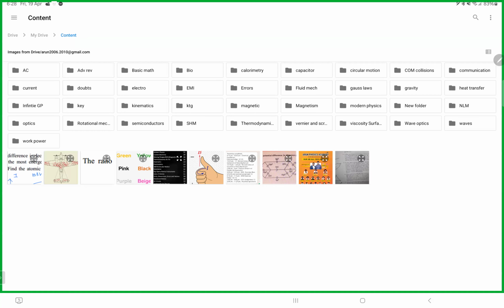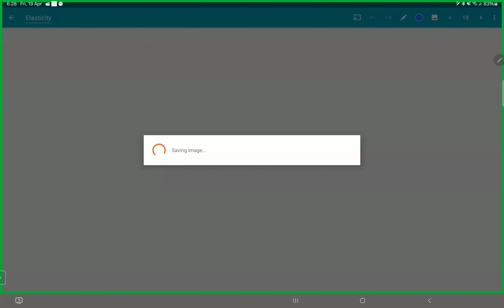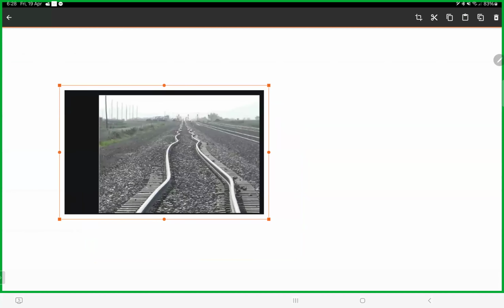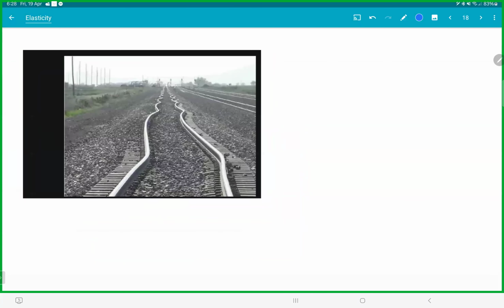This is what can happen to tracks. If you don't leave proper gaps, the metal will start bending. Tracks can become like this. The stresses developed are too huge. Let's get this now.